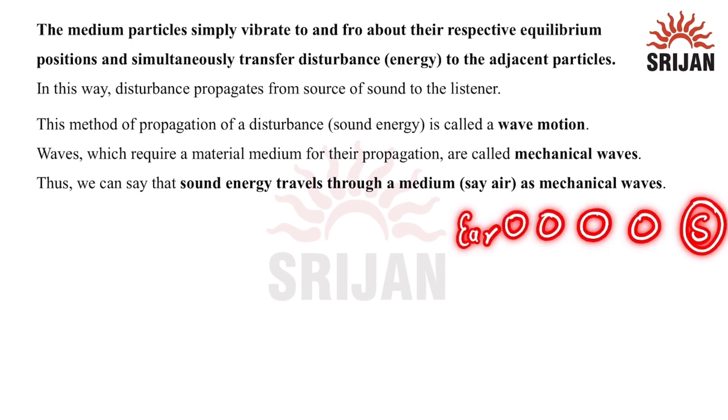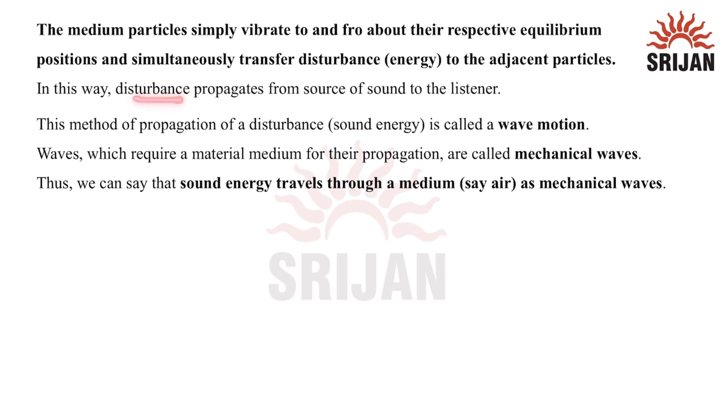Now, what happens is the medium particles simply vibrate to and fro about their respective equilibrium positions, and the transfer of disturbance or transfer of energy to the adjacent particle like this happens. Okay. Now, in this way, disturbance propagates from the source of sound to the listener, and this method of propagation of disturbance, that is sound energy, is called wave motion. And we know that waves which require a material medium for their propagation are called mechanical waves. So this is the definition of mechanical waves. Thus, we can say that sound energy travels through a medium, let's say air, as mechanical waves. I hope this topic is clear to you. Thank you.